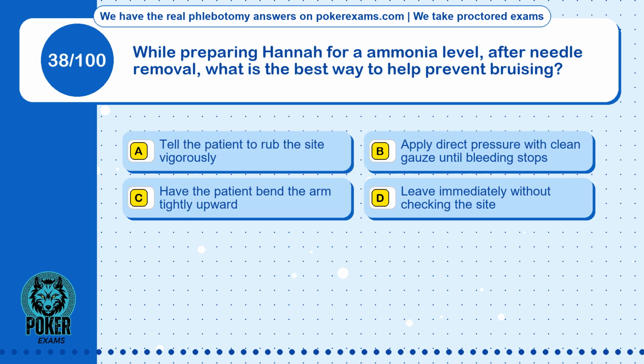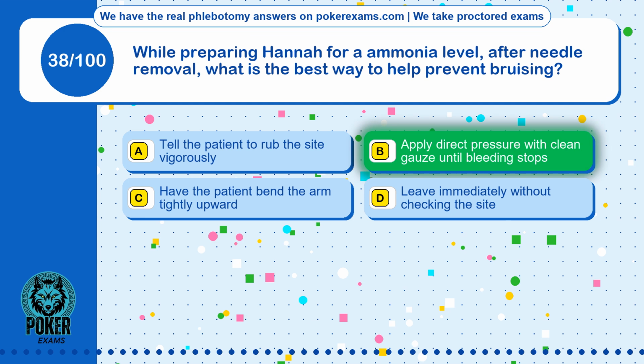Question 38. While preparing Hannah for an ammonia level, after needle removal, what is the best way to help prevent bruising? Option A. Tell the patient to rub the site vigorously. Option B. Apply direct pressure with clean gauze until bleeding stops. Option C. Have the patient bend the arm tightly upward. Option D. Leave immediately without checking the site.